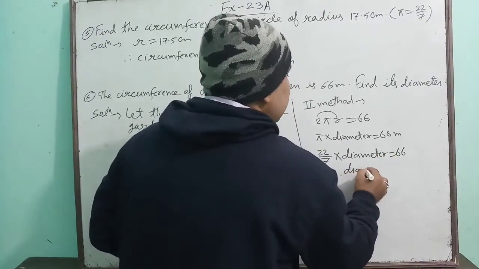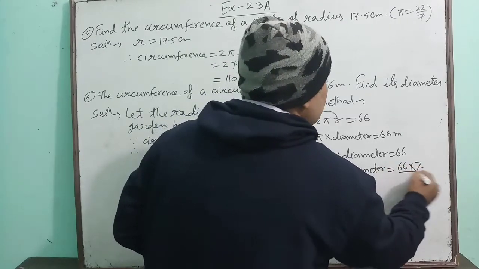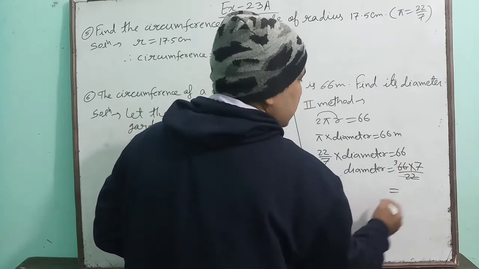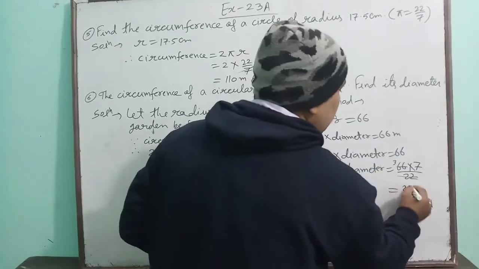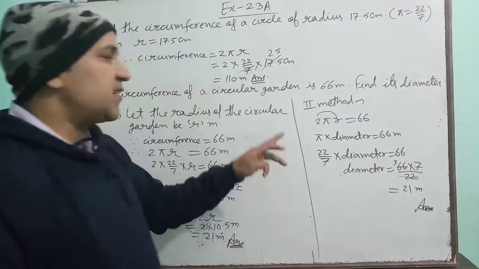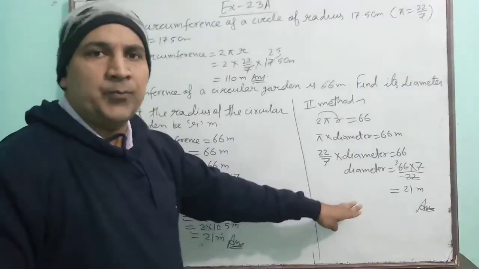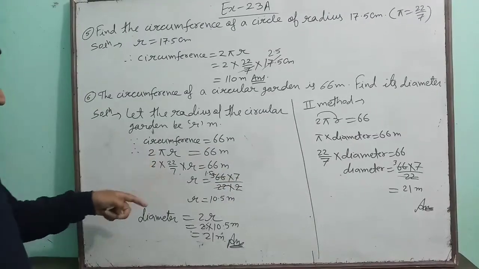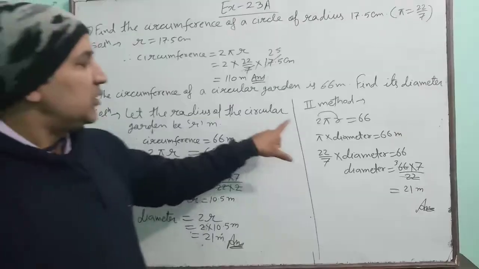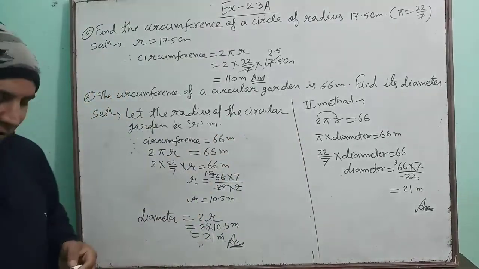So diameter is equal to 66 into 7 upon 22. 22 will divide 66 by 3 times, and 3 into 7 is 21. That means 21 meter is the diameter of the circle. You can do this question directly also. In this method, first you have found the radius, then you are finding the diameter, but you can find the diameter directly also.